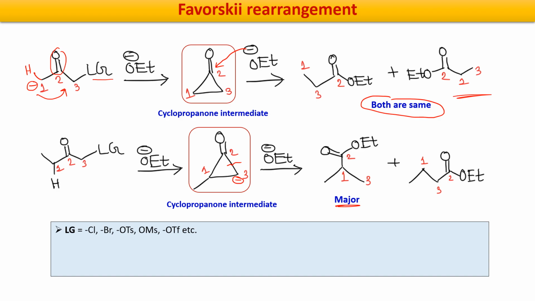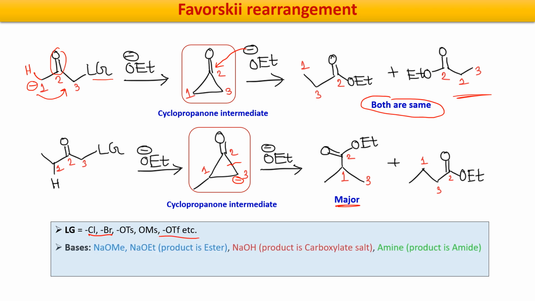Now some more information regarding this. What is this Lg? This Lg is mostly halogen, Cl or Br, or it may be tosylate, mesylate or triflate. These types of leaving groups can also be possible. Now bases, what type of bases can we take? Here in these two examples you are seeing ethoxide is the base, and that is why the product is an ester. So see, all these products that you are seeing here are esters.